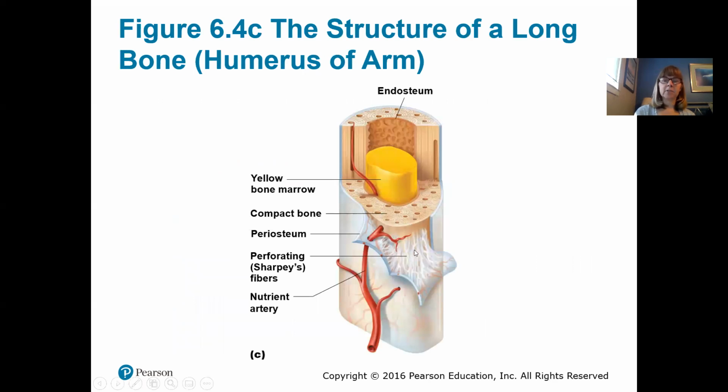So here's another picture. Here's the periosteum, and that allows all those blood vessels to be kind of lining the inside. And then there's the endosteum, so that allows all the blood vessels on the inside. And there's the yellow marrow that is on the inside of just the diaphysis of the long bone.